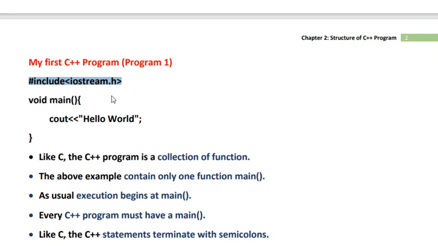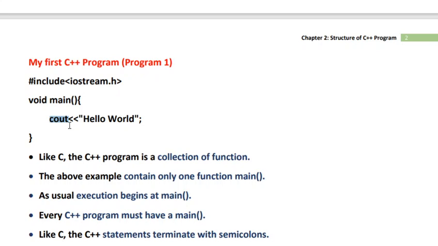Likewise here, we have #include <iostream.h>. This is a statement that is processed by the preprocessor. What does it do? It will include the iostream.h file in your program, so that we can make use of the objects that belong to this particular header file. One of the objects that belongs to this header file is cout.